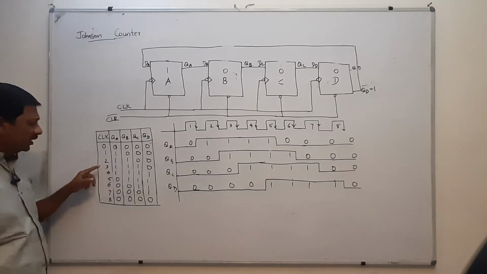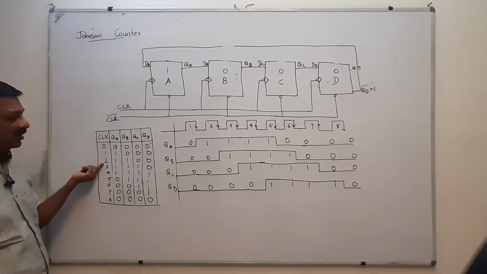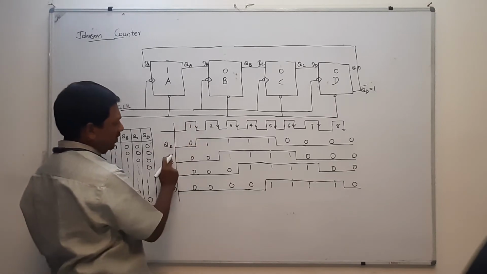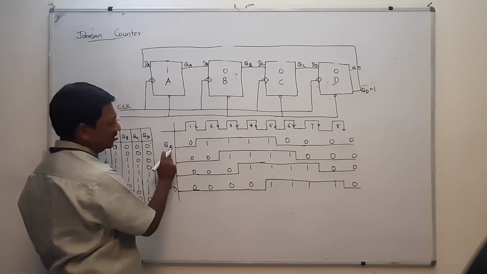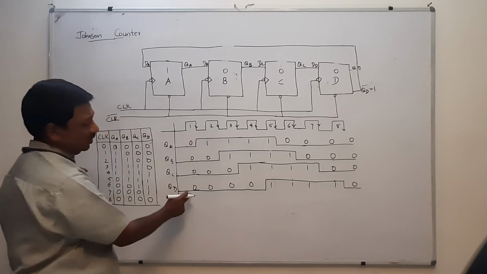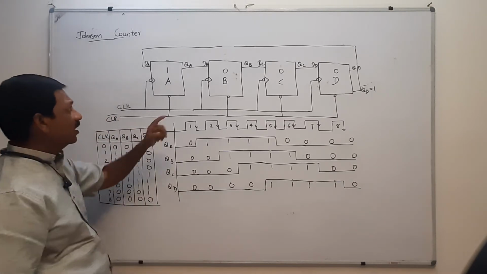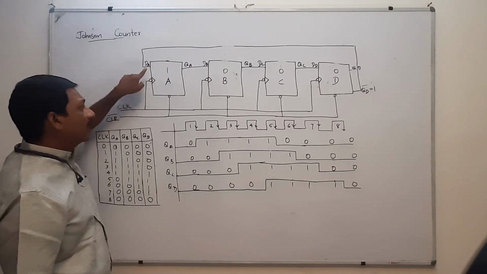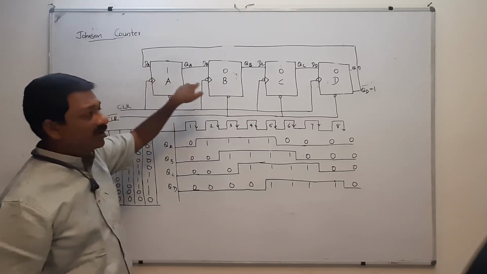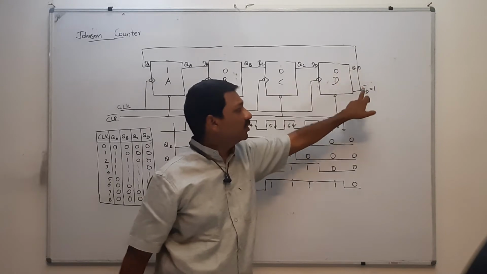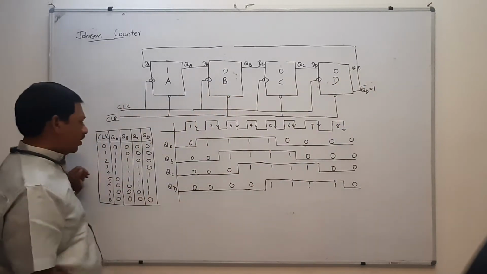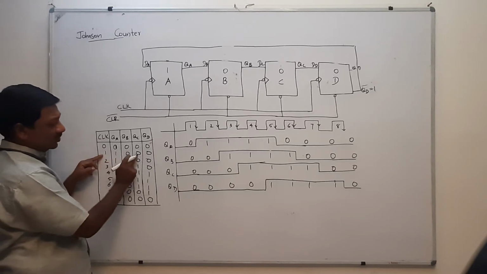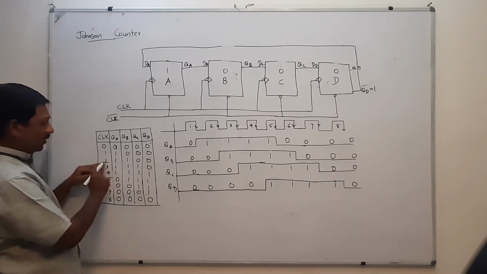Then during the next clock pulse, that means the first clock pulse, as QA is equal to QD is equal to 0, QD bar is 1, and that QD bar is given as the D input of A, then this will be set. That means here QD is equal to 0, then QD bar is equal to 1. Now after the first clock pulse, 1 0 0 0. Now what will happen?